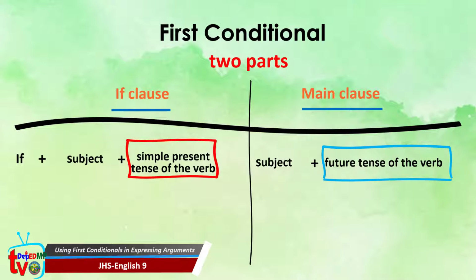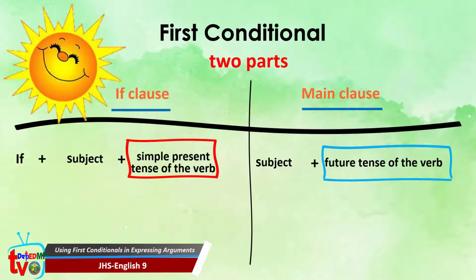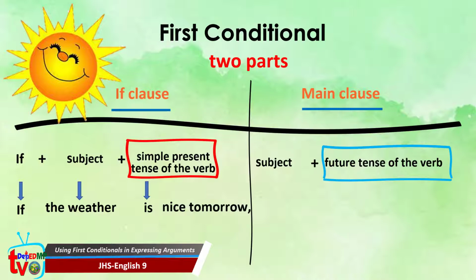Now let's write an example. Our example will be based on this picture. To start, we copy if, or we bring down if, then we think of what we're going to talk about. Since the picture is about the weather, we use weather as the subject, after which we choose an appropriate verb. We pick is. And since the picture again is about a smiling sun, we add other words, nice tomorrow. Then add a comma. Reading the if clause, we have: if the weather is nice tomorrow.